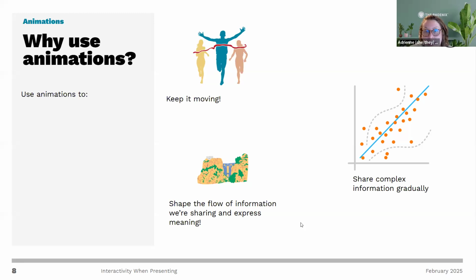If we're sharing a complex chart, it makes sense to roll that information out slowly rather than share the whole chart with learners and possibly overwhelm them. That's called fire hosing, when we share a ton of information with learners and overwhelm them. When people are overwhelmed, they're more likely to tune out.